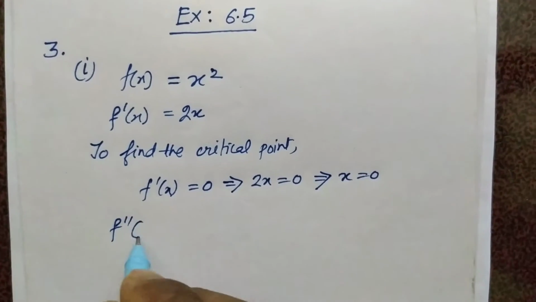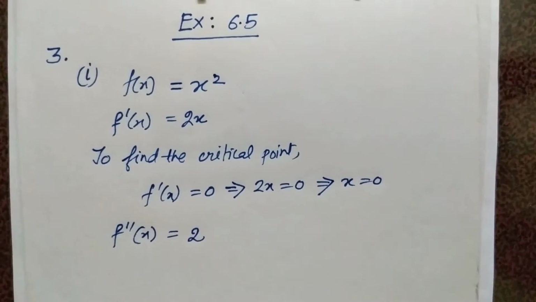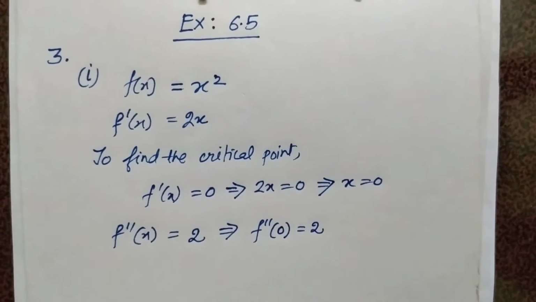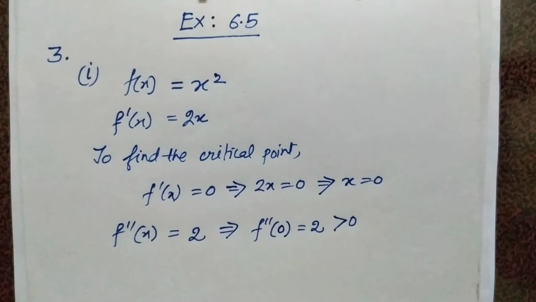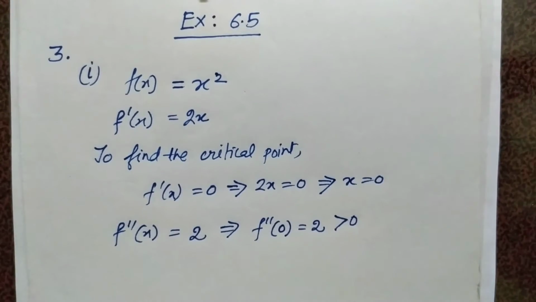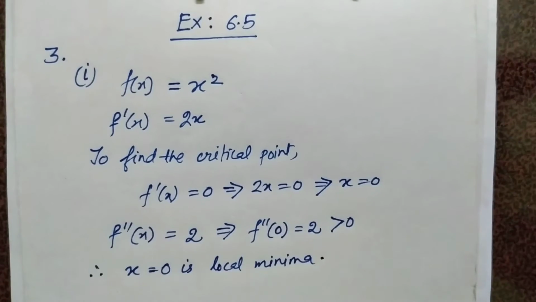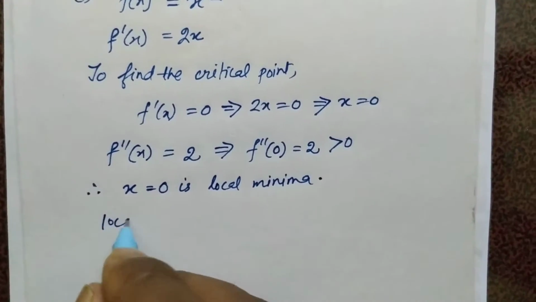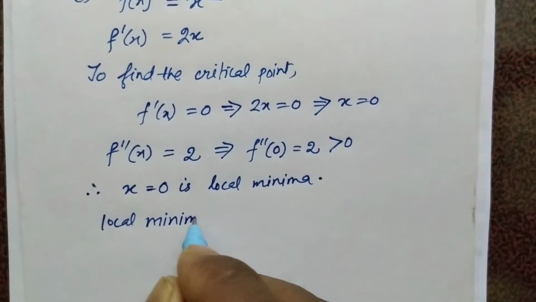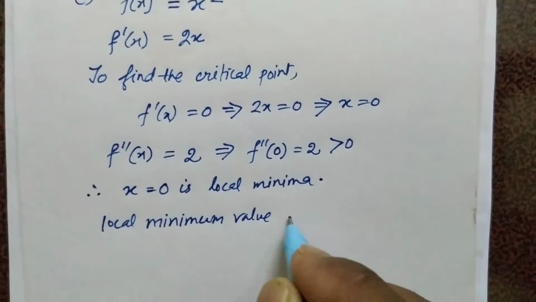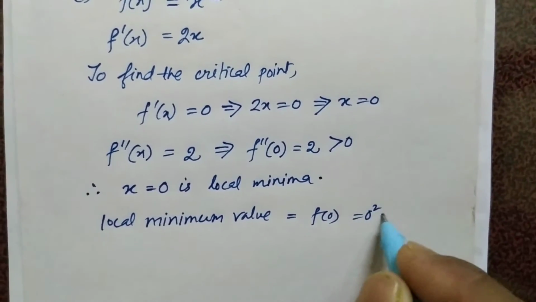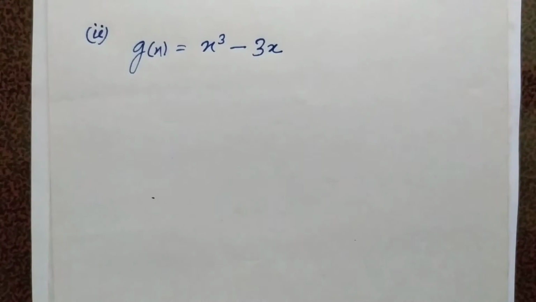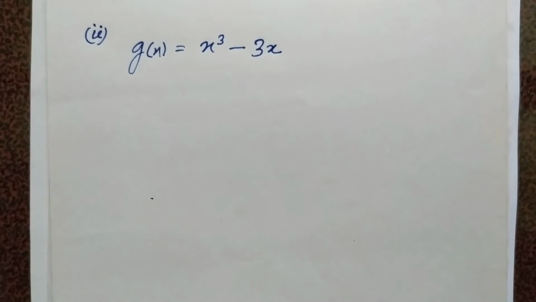Now when you go for f double dash x, the answer is 2. It is a constant function. So if I write down f double dash 0, this is still 2, which is positive. So when the second order derivative is positive, the value of x is local minima, and hence the local minimum value will be 0.